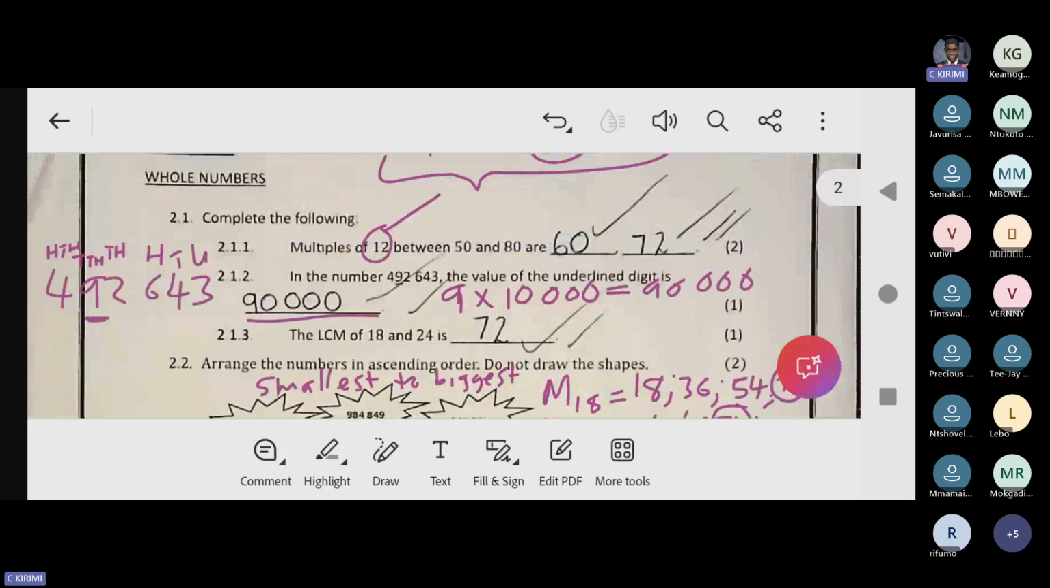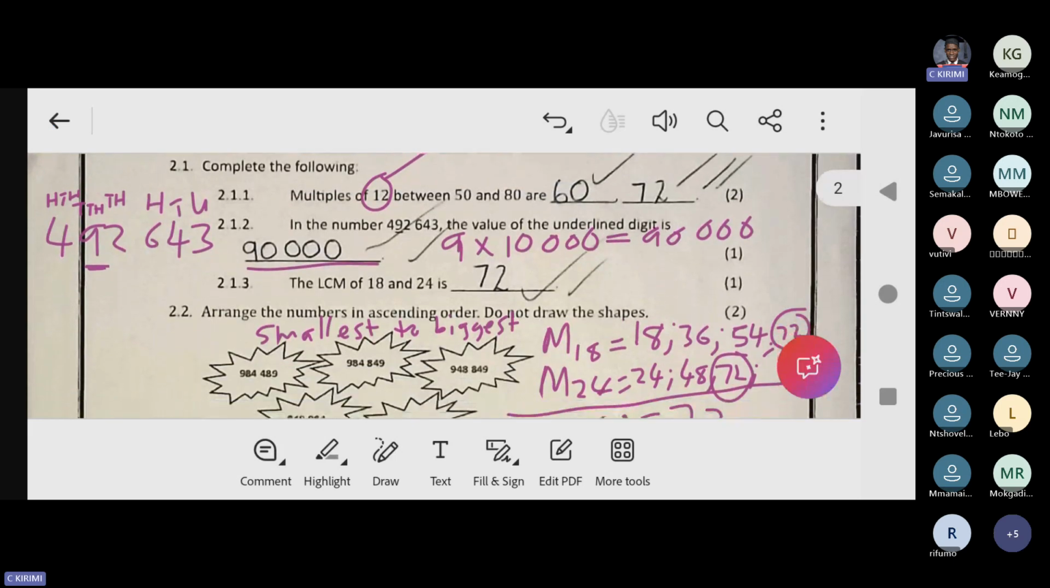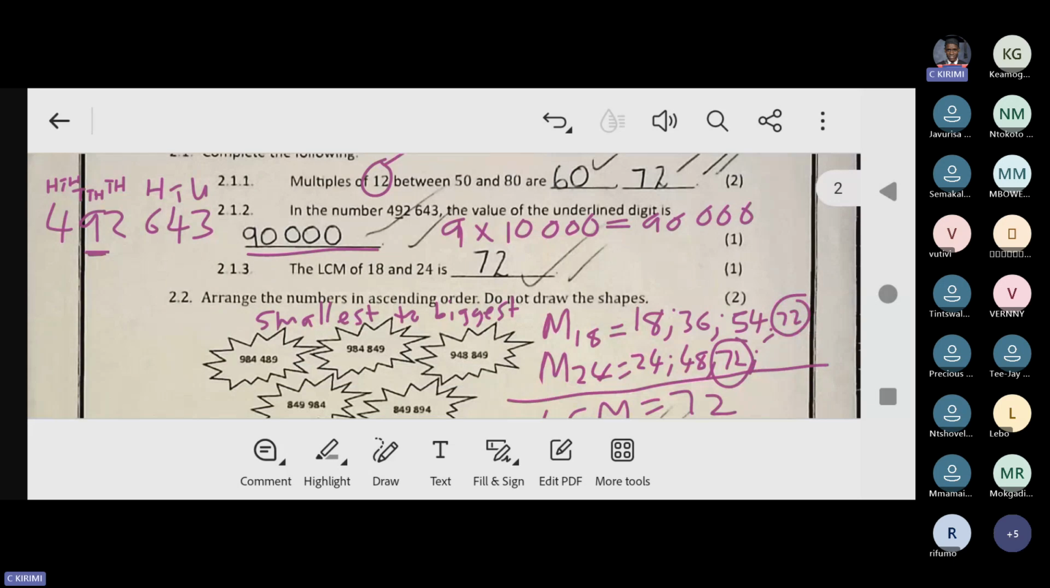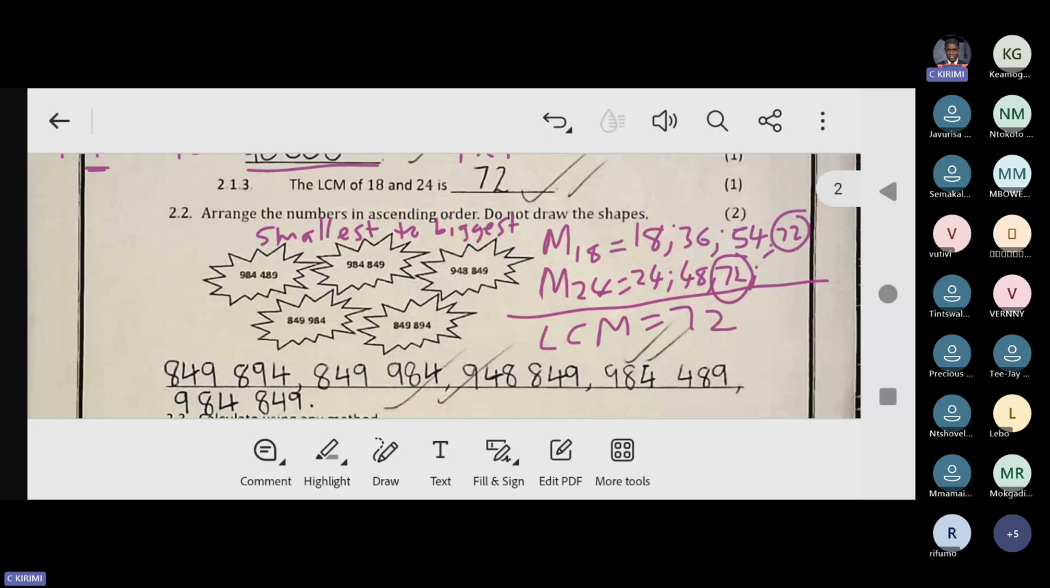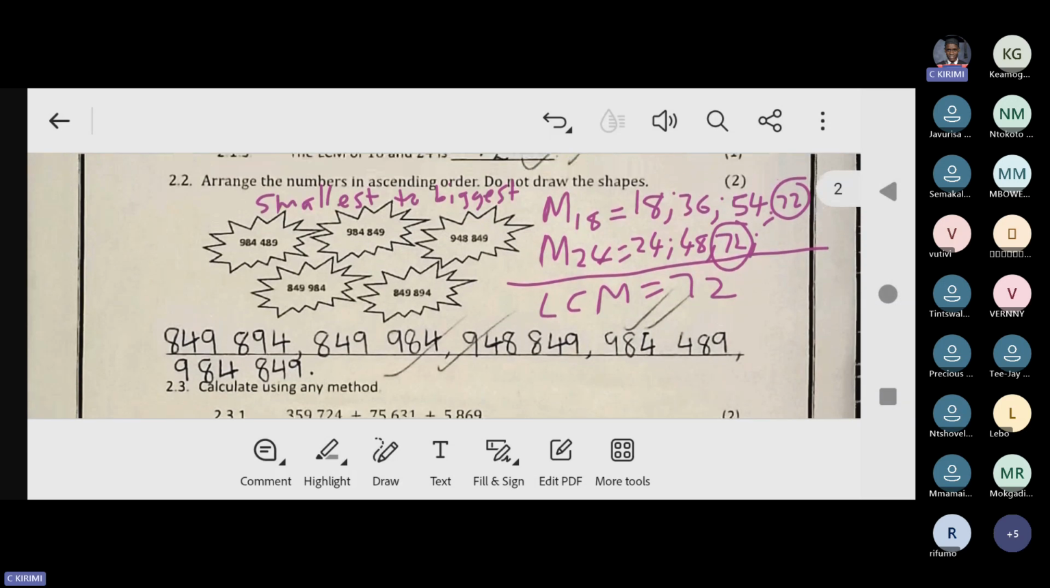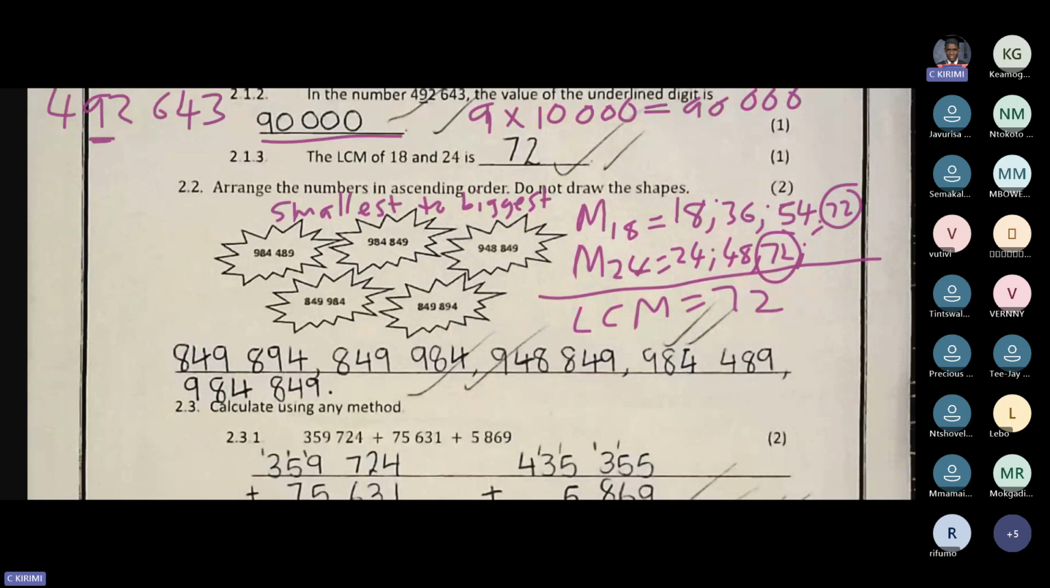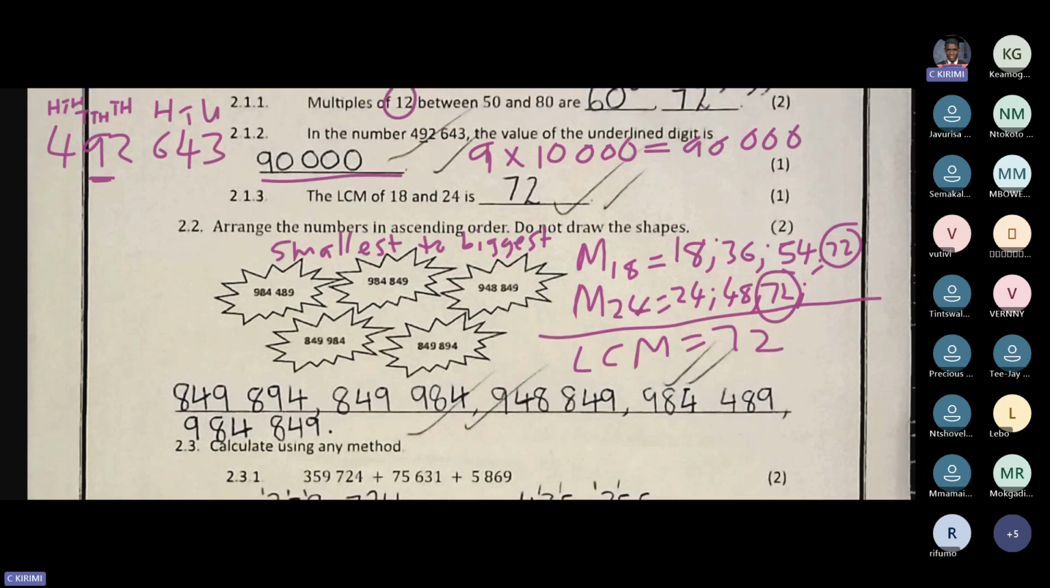Grade 6 and grade 7, we did multiples. Grade 6 work, place values, grade 6, grade 5 work. And lowest common factors is grade 6 work, grade 7 work. It still applies. So smallest to biggest, you are simply checking the place values of each and every digit. So you check the place values for the hundreds, which means you are arranging those numbers in smallest to biggest, ascending order.